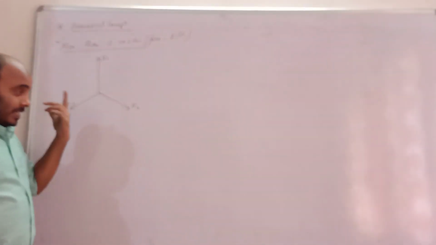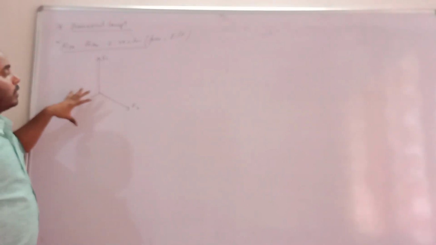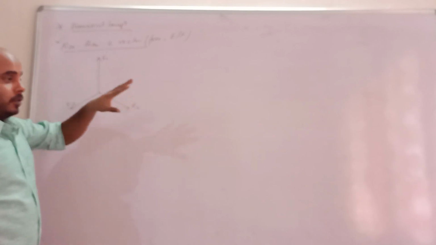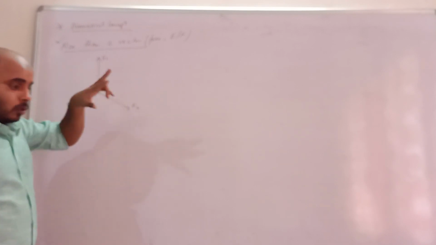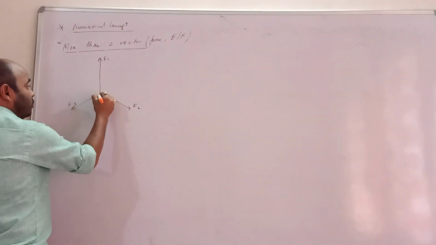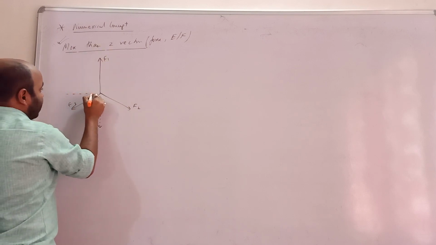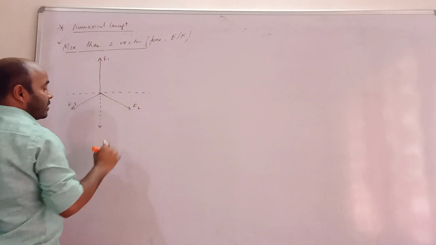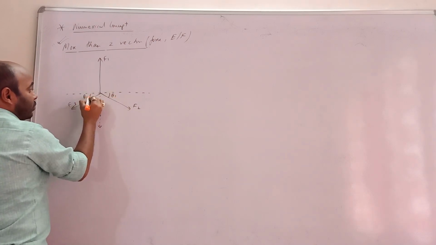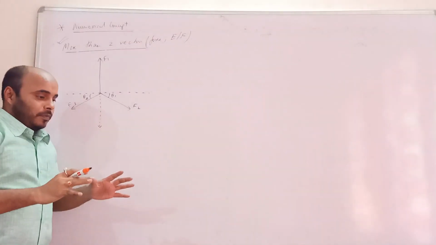So in these cases, what do we do? Your job is to resolve the vectors and convert them into two vectors. For resolution, we need axes, so your first job is to make the axes. I'm considering this as one axis and this as another axis. And we need to calculate these angles, theta 1 and theta 2.